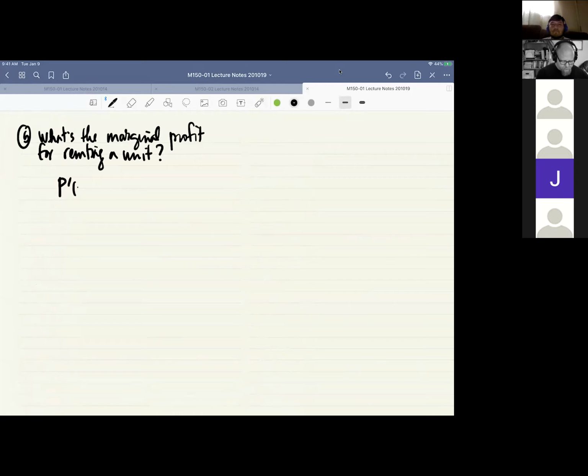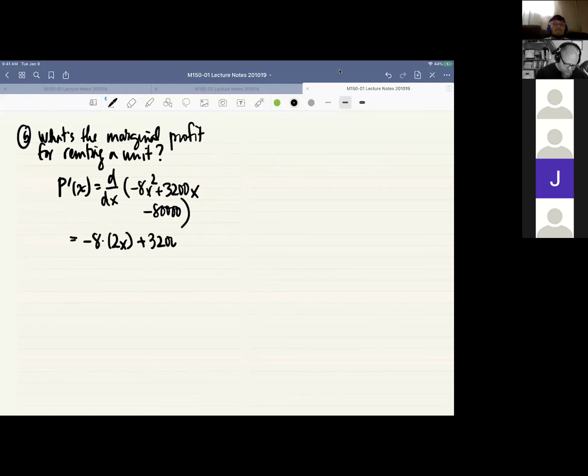So the marginal profit is the derivative of the profit. That's the derivative of minus 8x squared plus 3200x minus 80,000. Using our rules for derivatives, that's minus 8 times 2x plus 3200 times 1 minus 0. So we get minus 16x plus 3200.